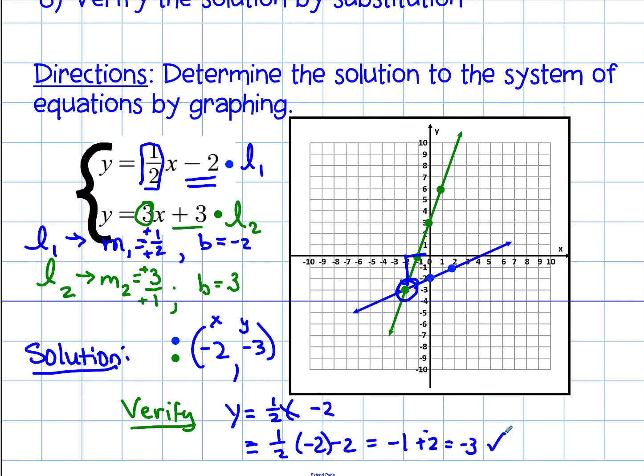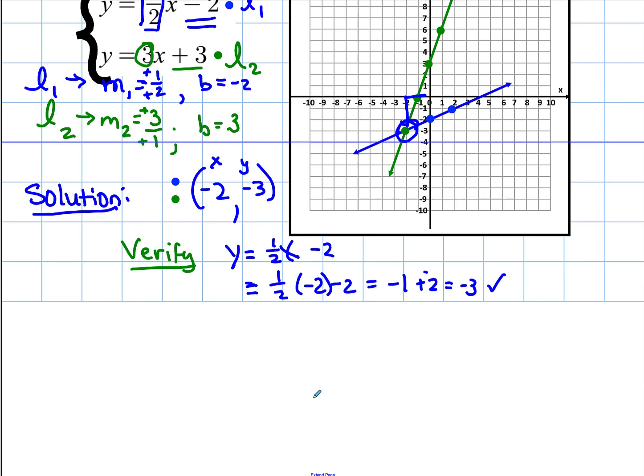Now, if you made a mistake in your graphing, then it wouldn't satisfy both of the equations. So that's why you do have to go ahead and verify the second one as well. Okay, so let's go ahead and verify for line 2.